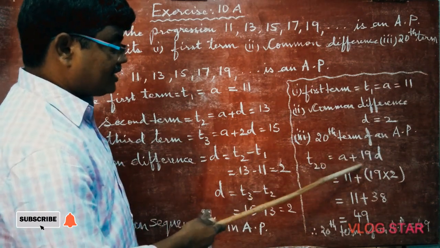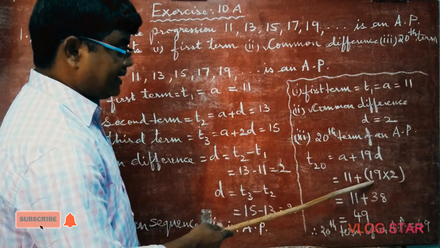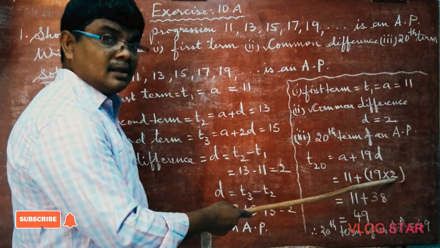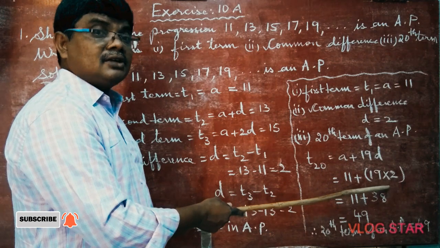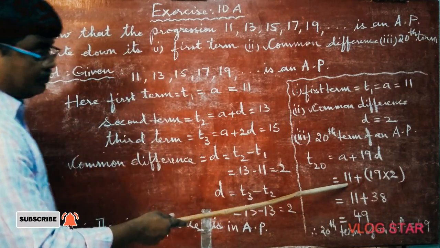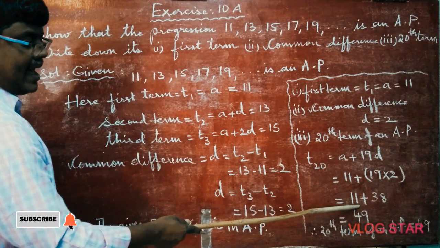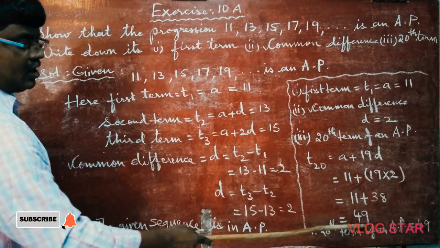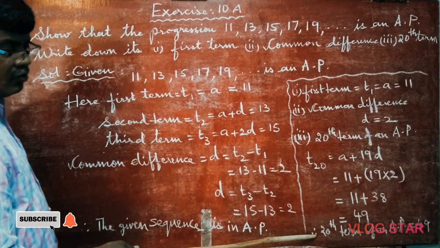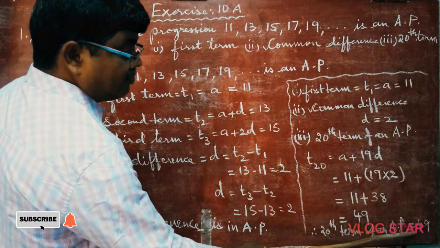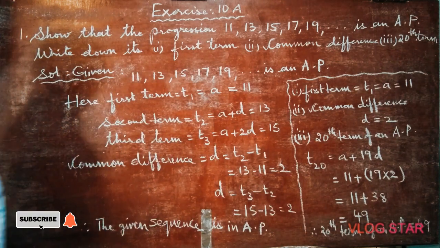A plus 19D means 19 into D. This is all one term, the second term, so put it in bracket. 19 into 2. From where did we get this 2? Common difference D, just now we found that, 2. We are substituting. So A plus 19 twos are 38. Add 11 plus 38, 49. Conclusion: therefore, the 20th term of the AP is equal to 49.